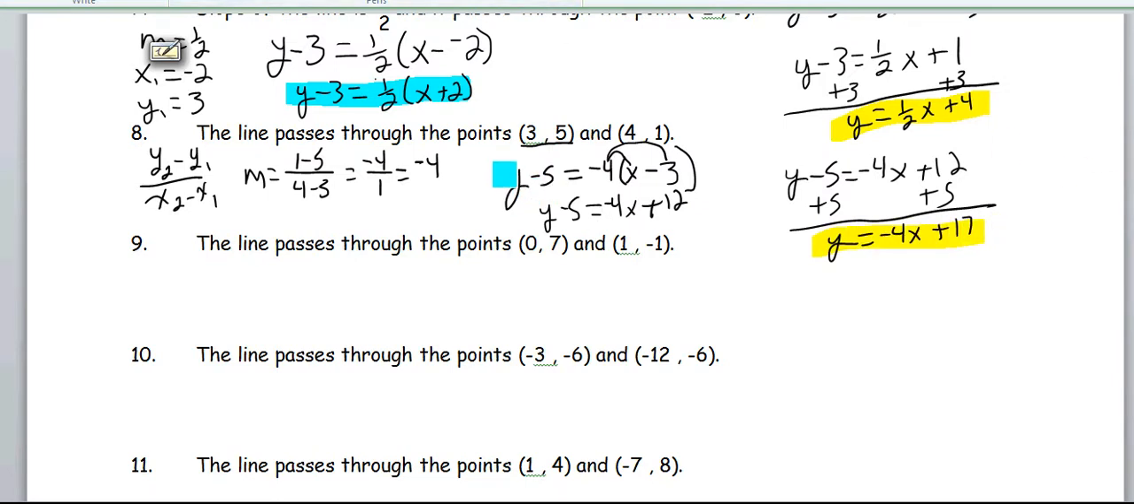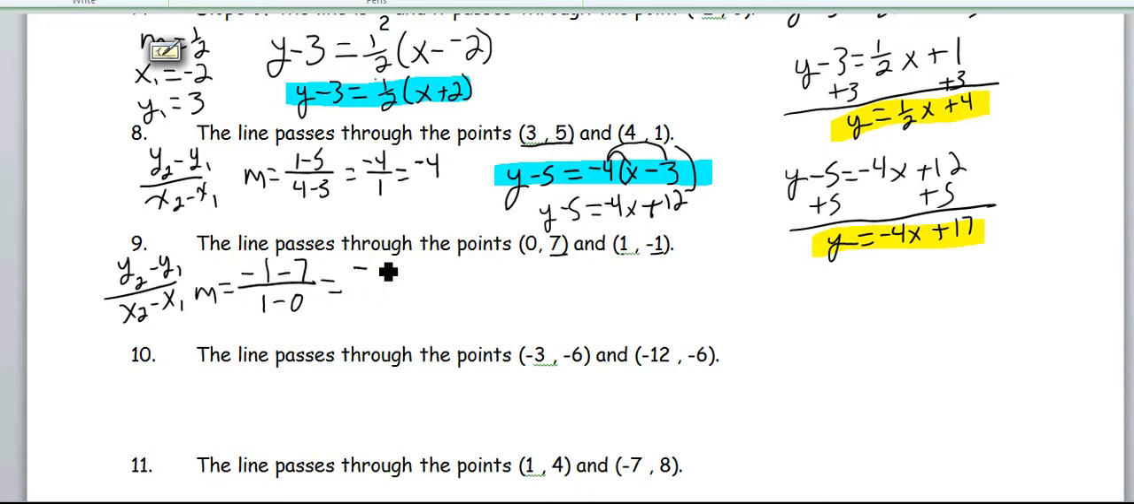Slope-intercept, point slope. Let's try this one more time with number 9. The first thing I do is I use my slope formula, y2 minus y1 over x2 minus x1. So I take my negative 1 minus 7 over, remember we're finding our slope, 1 minus 0. Negative 1 minus 7 is negative 8. 1 minus 0 is 1. So our slope, negative 8 divided by 1, is negative 8.